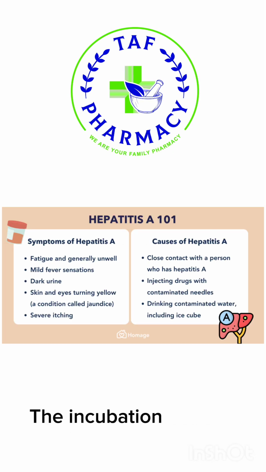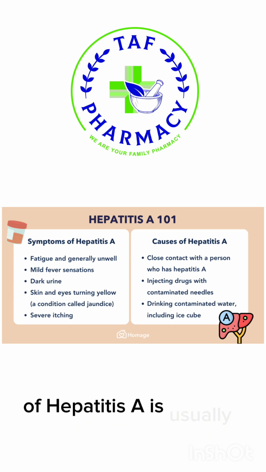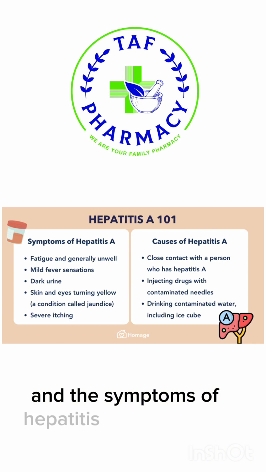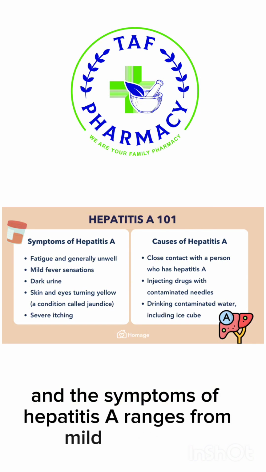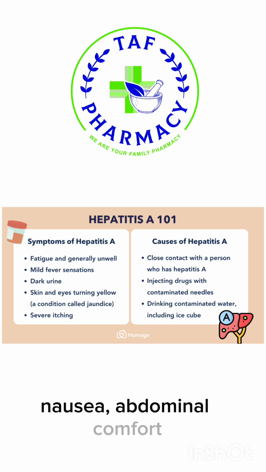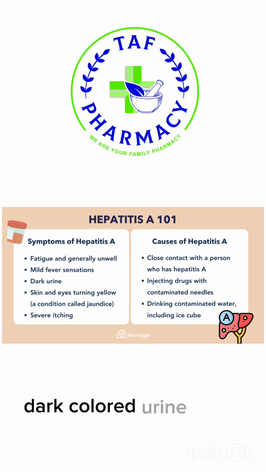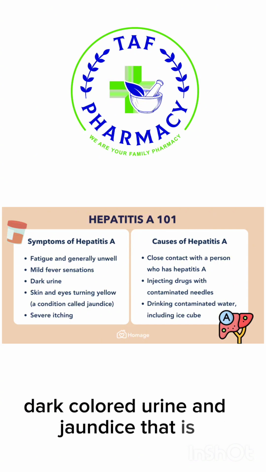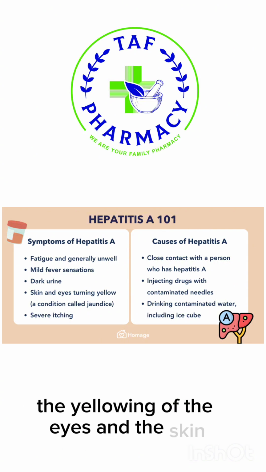The incubation period of hepatitis A is usually 14 to 28 days, and the symptoms of hepatitis A range from mild to severe and can include fever, malaise, loss of appetite, diarrhea, nausea, abdominal discomfort, dark-colored urine, and jaundice, that is, a yellowing of the eyes and the skin.